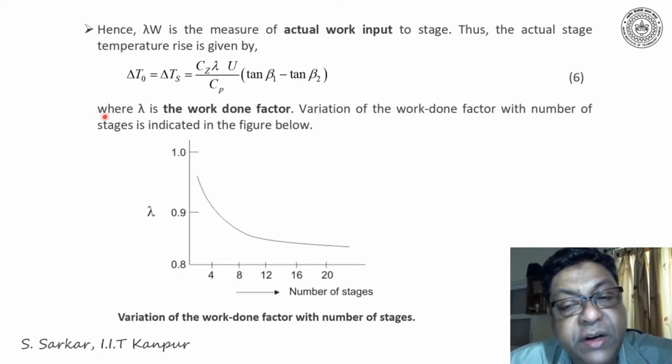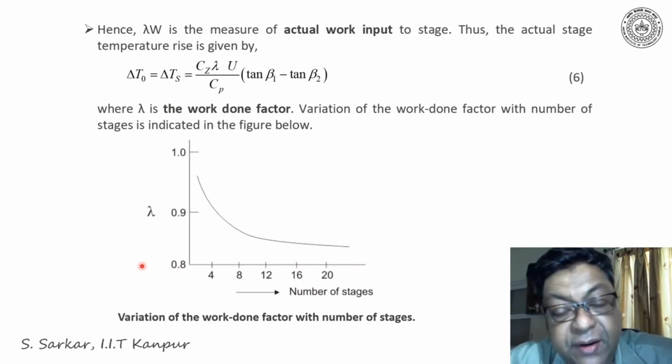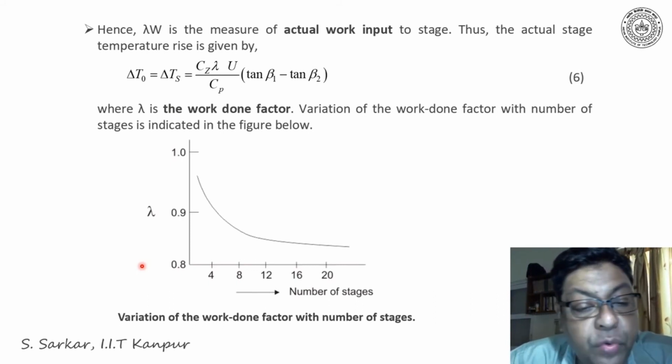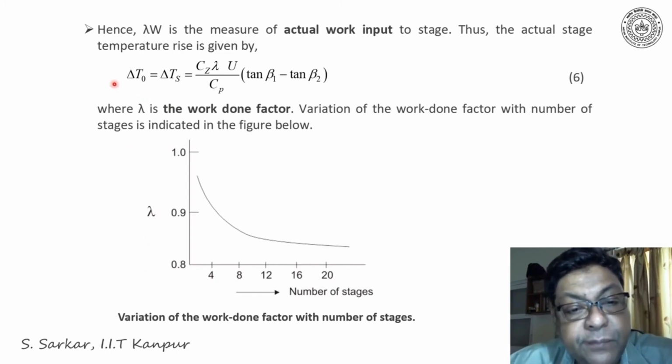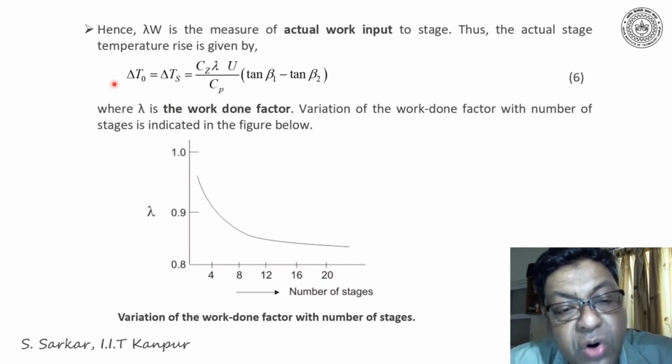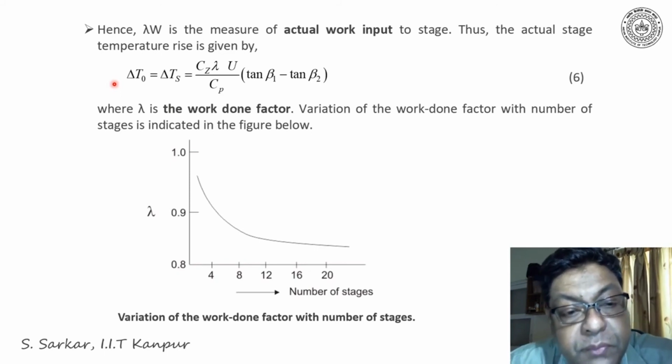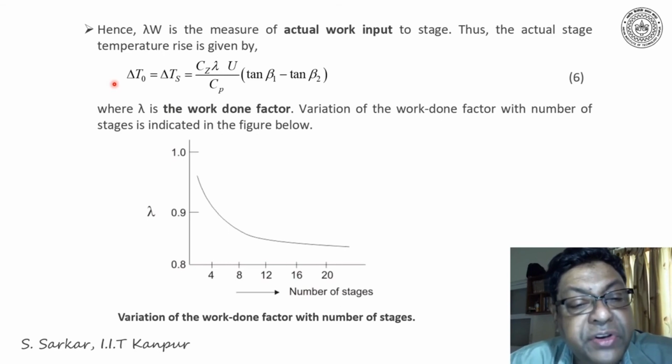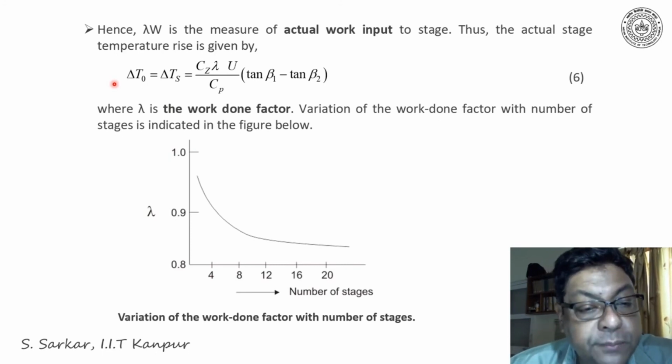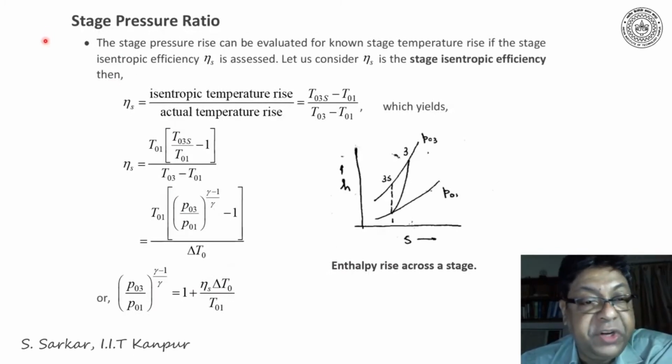Furthermore, the variation of work done factor with number of stages has been indicated in the figure below, which illustrates that as the number of stages increases, the work done factor decreases, and after a certain number of stages it would almost saturate. That is, here after 16, the value of work done factor almost remains constant. Thus, equation 6 will give us the total temperature or static temperature rise of a stage. And after evaluating this stage temperature rise, we can assess the pressure ratio of the stage if efficiency is known. I have derived here the expression of stage pressure ratio.